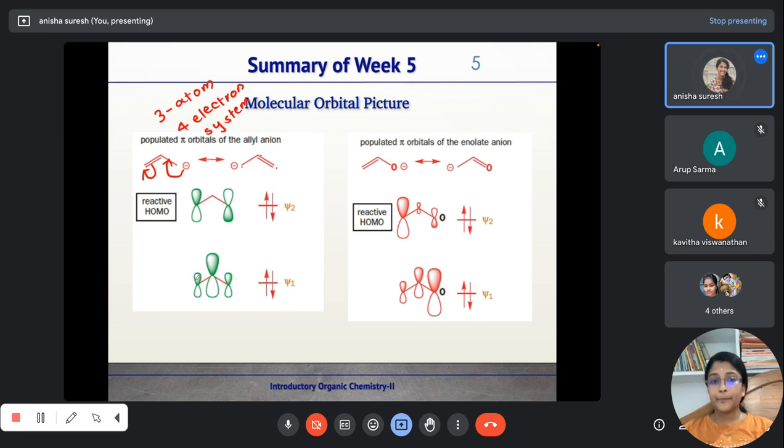psi 1 will have all the orbitals in one direction. Psi 2 will have lobes. And since there are 4 electrons, the electrons will fill in psi 1 and psi 2. So psi 2 will be the HOMO and psi 3 will be the LUMO. Clear. And here there will be a node. So this is the molecular orbital picture of allyl anion. This is clear, right?